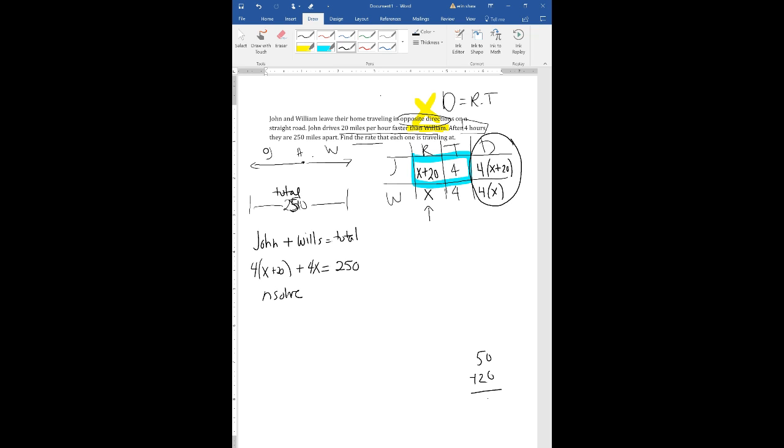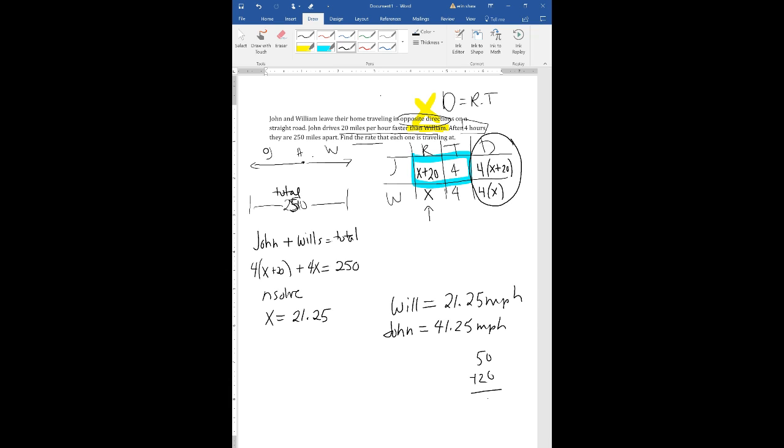If I solve this, what I get is 21.25. And what it's talking about is the rate in miles per hour. So I know that Willie is traveling at 21.25 miles per hour. And I know that John, who's going 20 miles per hour faster than him, if I add 20 to that, that's 41.25 miles per hour.